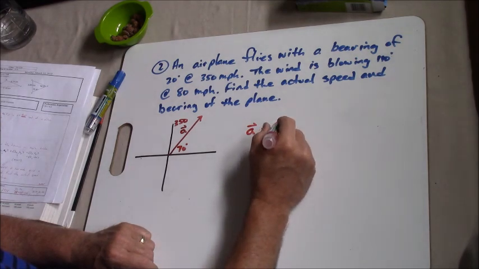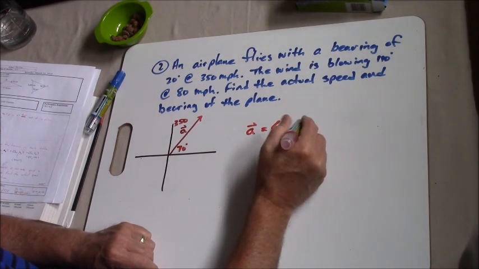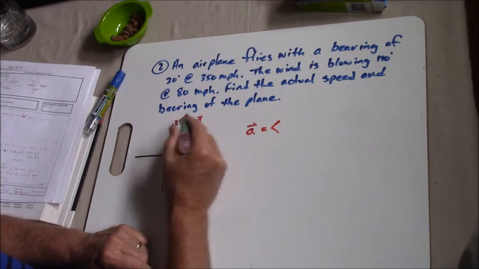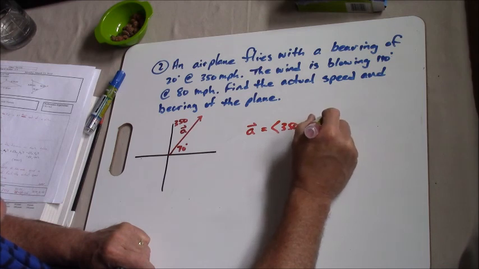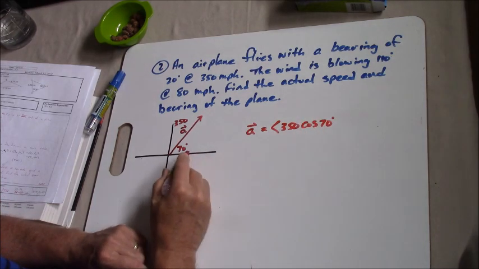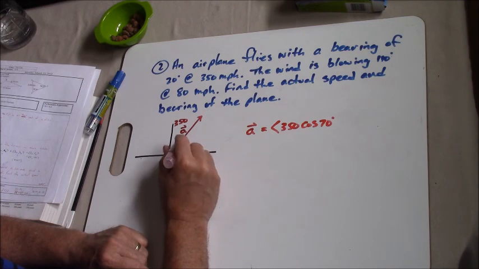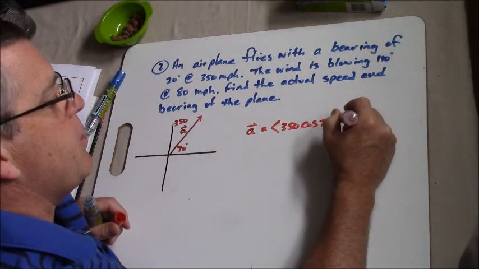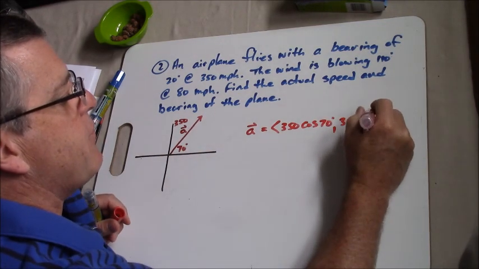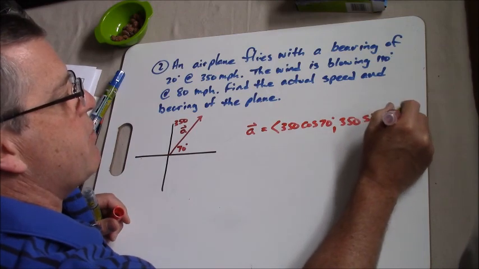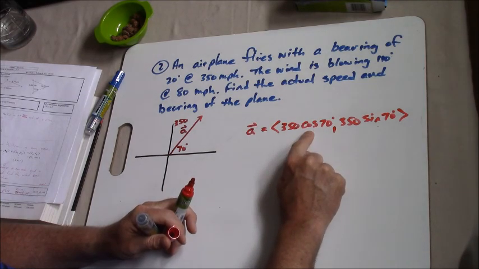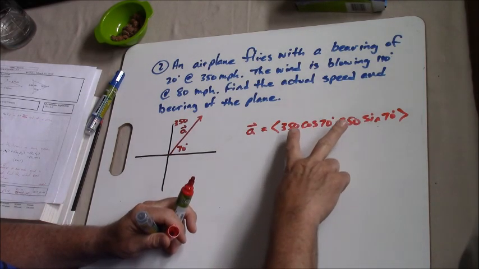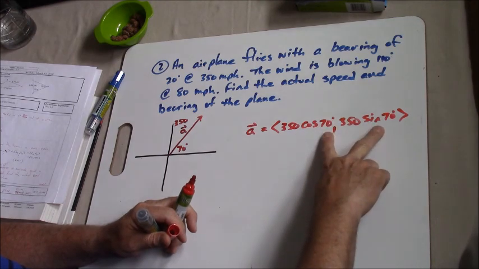I want, in our formula, n cosine theta, so the force is 350 miles per hour. So I want 350 cosine 70. This angle has to be with the positive x-axis. I've got to use that angle right there, comma, 350 sine 70 degrees. When you write down these two coordinates, they'll always be exactly the same except cosine for x, sine for y. Those two numbers will always be the same.